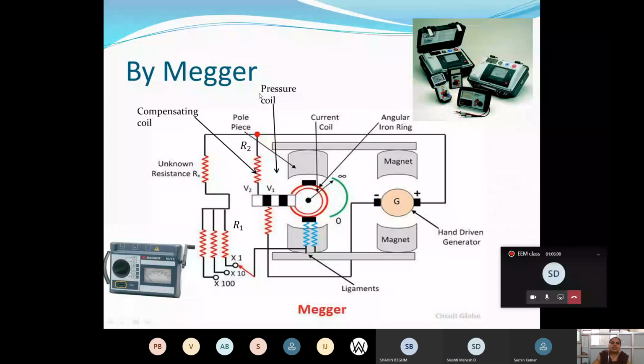This is the Megger circuit. Observe here, this is the construction. And this is the digital Megger circuit. It's a meter. And this is hand run. Observe here, there is a handle. By turning the handle we will be running the motor there. In this we have to do it by handle. If you put your cable here, these two cables are there, right, you will get the resistance value.